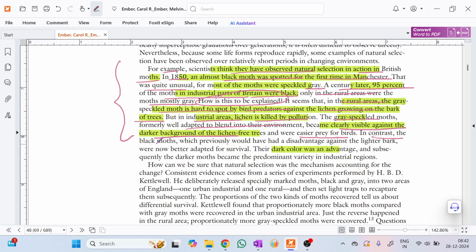In contrast, the black moths, which previously had a disadvantage against the lighter bark, now became better adapted for survival, and the dark color of their wings became an advantage. Subsequently the grayish population became less in number, and the dark moths became predominant. So what's the natural selection here? Scientists have found this as an example of natural selection.